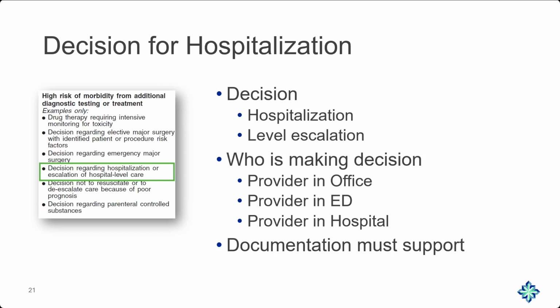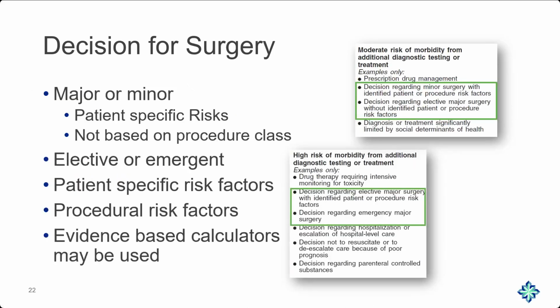There we go. I wanted to talk about, again, the decision for surgery. We already talked about this a little bit, but I did want to pull this out on its own. That risk can apply for a major or a minor surgery, based on those patient-specific risks. They're given as examples in the CPT, and they're not based on the procedure class. They're not based on what that global period is.